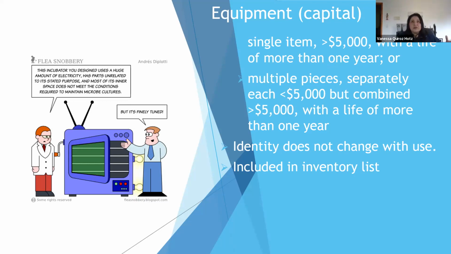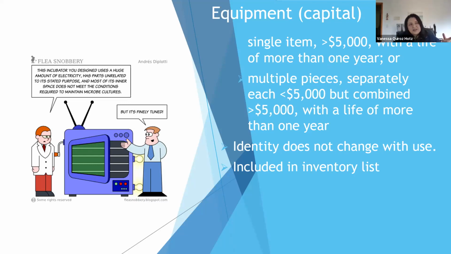Another thing to remember is equipment, and this one does kind of get confusing sometimes. If you are building a piece of equipment, but you are spending $100 here and $500 there and $1,000 there, but by the time you put everything together into one piece of equipment, that value will be more than $5,000, then all of those little items that you're buying would be considered capital equipment, because once it's put together, it's going to have that more than $5,000 value.